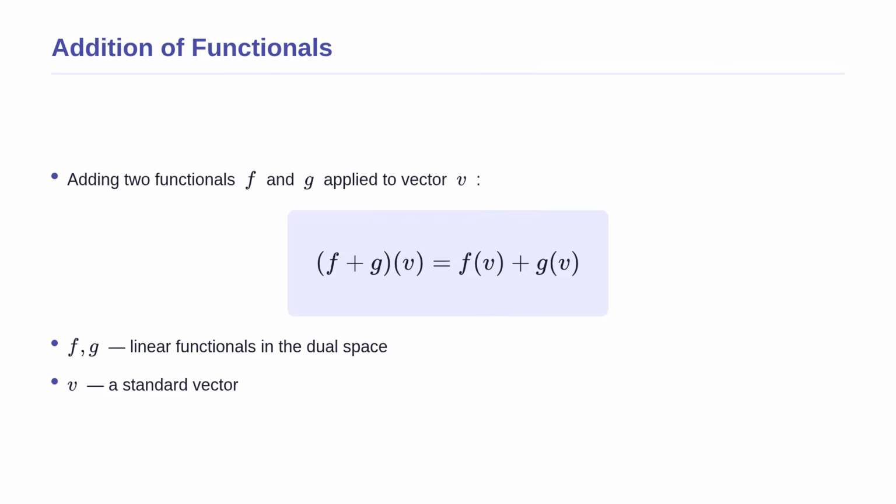We define the addition of two functionals, f and g, by observing how they act on a generic vector v. The formula tells us that applying the combined function, f plus g, to a vector is mathematically identical to evaluating f and g separately and then adding their scalar results together. Conceptually, this means if you have two different pricing schemes, combining them into a single master scheme gives the exact same final bill as calculating the two bills separately and adding them up. It is perfectly consistent.